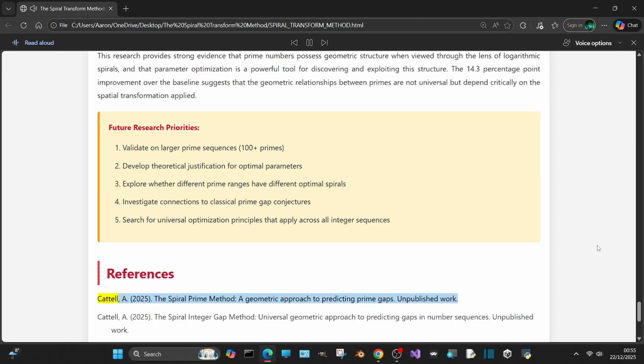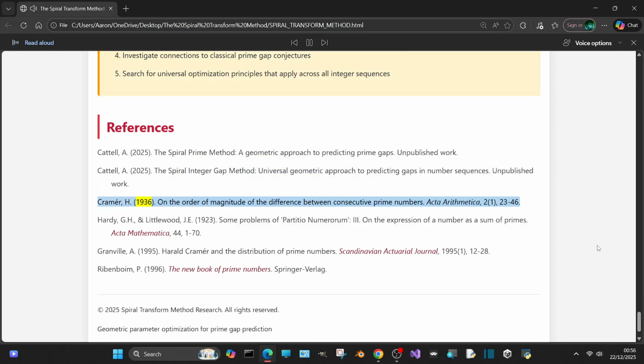References. Cattell, A. 2025. The Spiral Prime Method, a Geometric Approach to Predicting Prime Gaps. Unpublished work. Cattell, A. 2025. The Spiral Integer Gap Method, Universal Geometric Approach to Predicting Gaps in Number Sequences. Unpublished work. Kramer, H. 1936. On the order of magnitude of the difference between consecutive prime numbers. Acta Arithmetica, 2, 1, 23-46.